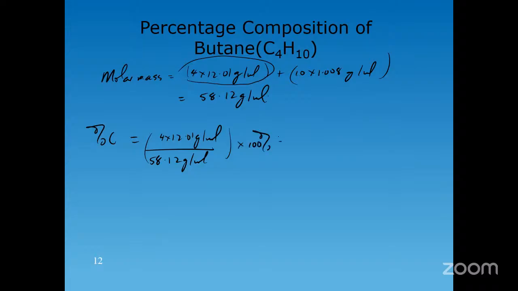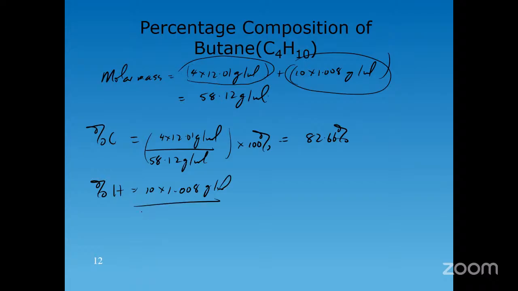So let's see what that gives. 4 times 12.01 divided by 58.12 times 100. And according to my calculation, this works out to be equal to, to 4 sig figs, 82.66%. All right. And then we do something similar for the hydrogen. So this is the part for the hydrogen here. So that's 10 times 1.008 grams per mole divided by the total again, which is 58.12 grams per mole, multiplied by 100%.